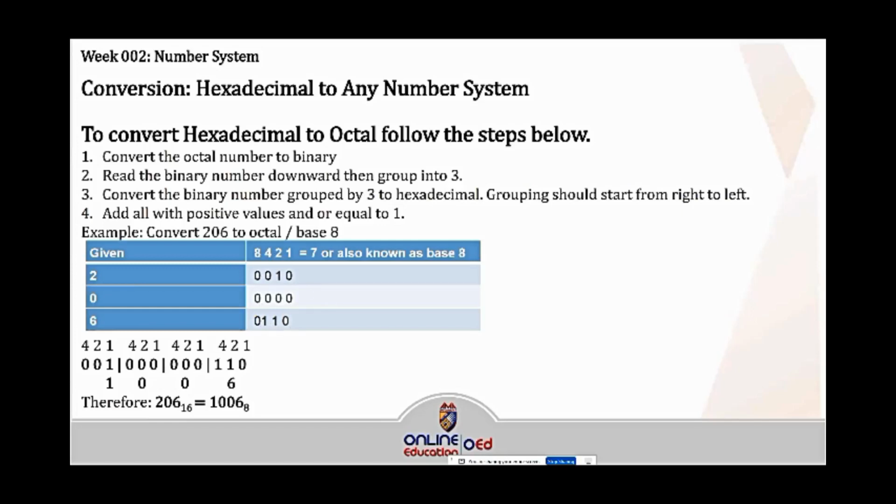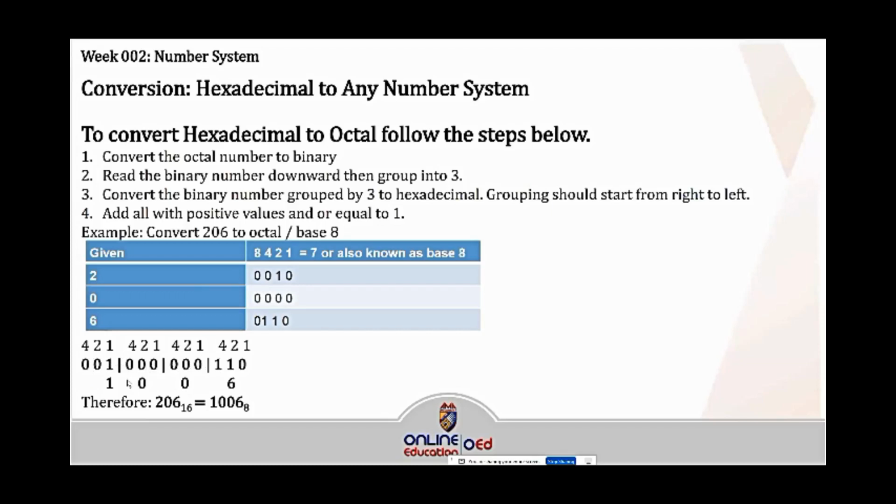Next, you just read the result downwards. Again, you start with the 2, which is 0010. Write the 4 zeros: 1, 2, 3, 4. Next is 0110. Since you are going to convert it into octal, you group it into 3, because for octal we use the 421, if you recall. So group it from right to left: 1, 2, 3, divide. 1, 2, 3, divide. 1, 2, 3, divide, and 1, 2, 3, divide.